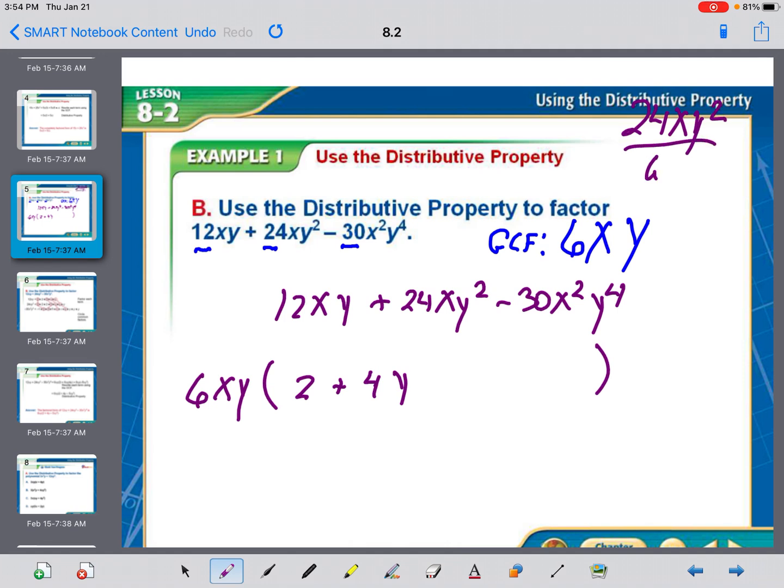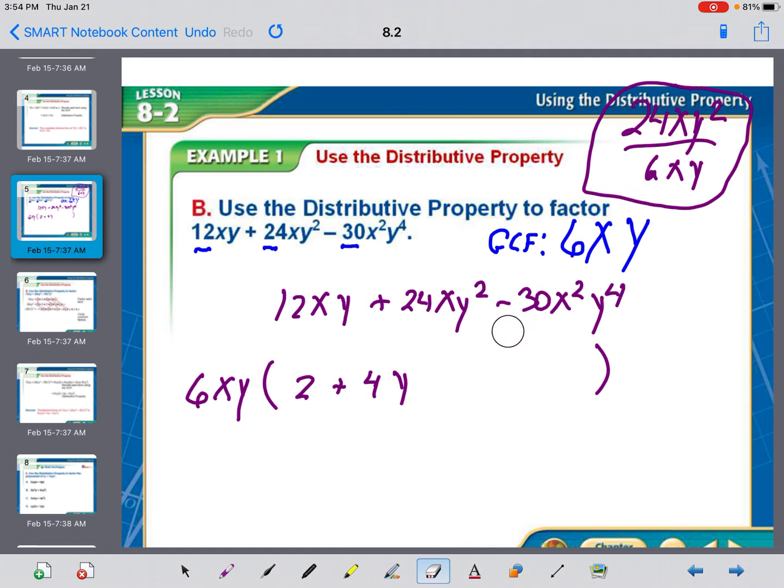Let me just note this up here. I just did 24xy squared divided by 6xy. I did it kind of in my head talking to you, but that's what I'm doing. If you need to write it down so you can look at it, then write it down and look at it. And finally, I'm going to take the 6xy out of this piece.